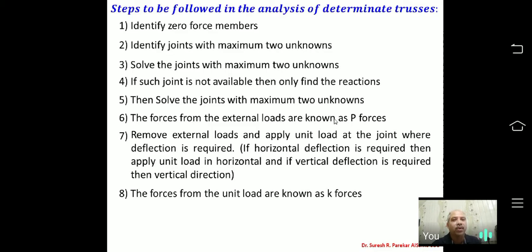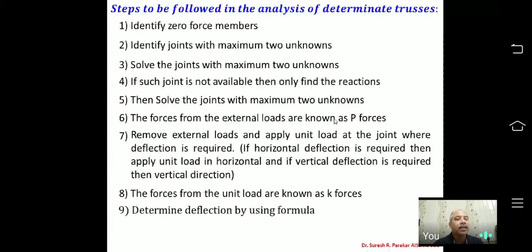So we are going to find out the forces in the same manner, whatever we have calculated for P. Now once we have these P forces, then we have K forces, then we can determine the deflection, and that formula we have already seen, we are going to use over here, that is summation PKL upon AE, and in this we know all the terms.